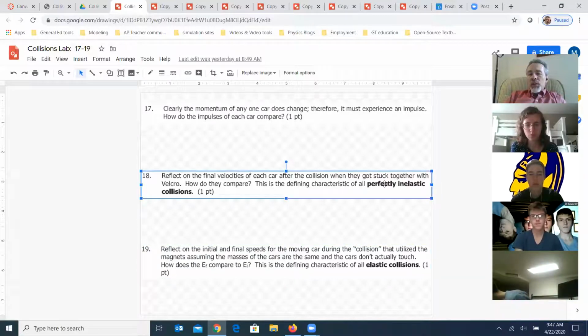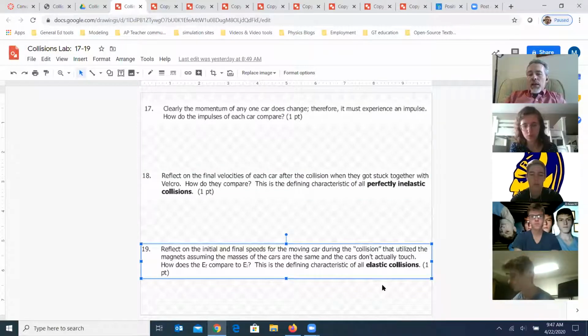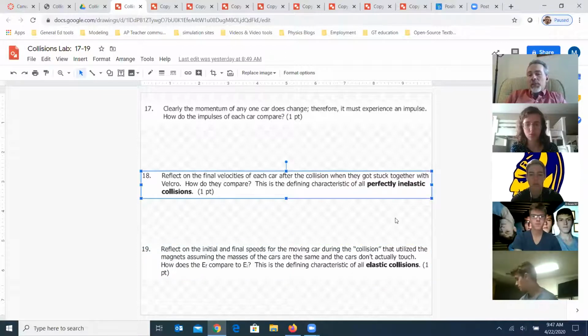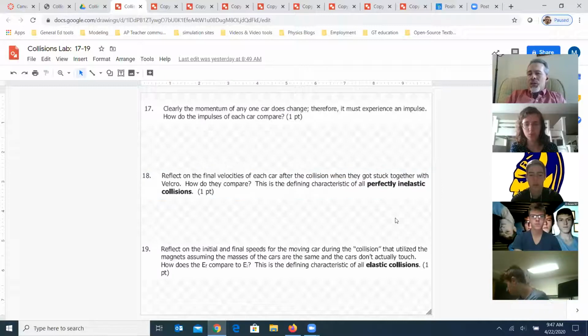So we talked about perfectly inelastic. We talked about elastic collisions. I also want to talk about just simply inelastic collisions. So not perfectly inelastic, but just simply inelastic collisions. How would you define them?